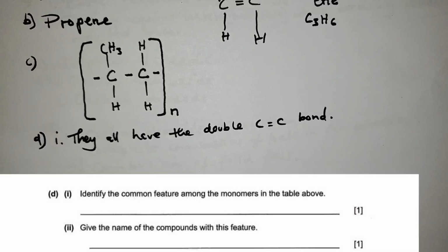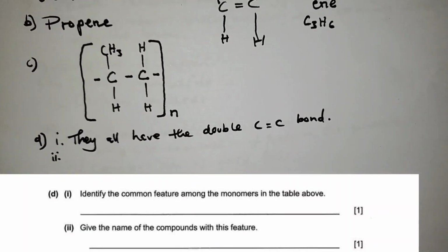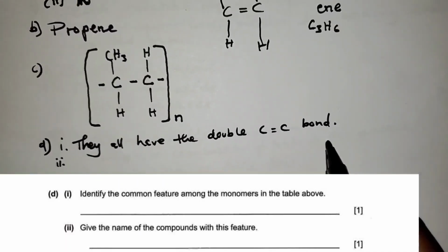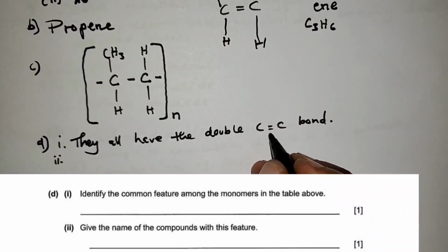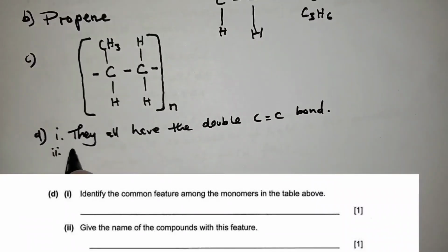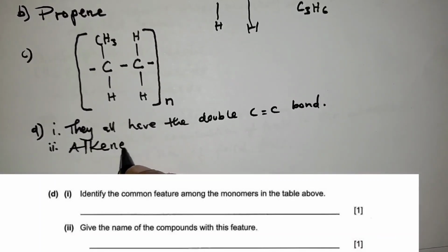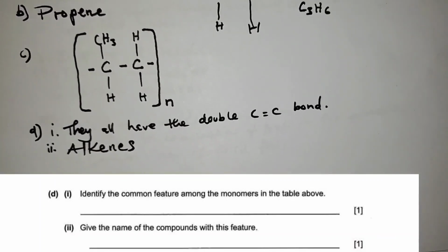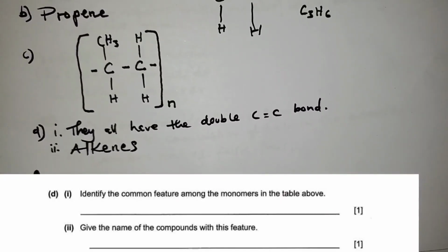The second one. Give the name of the compound with this feature. The name of the compounds with this feature, or the family with this feature, double bond, or the homologous series with this compound are alkenes. Alkenes. That is D.